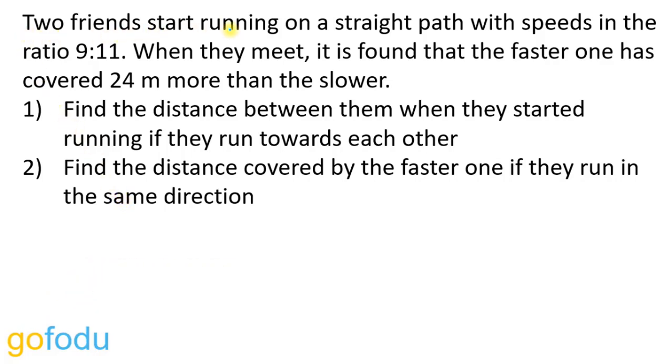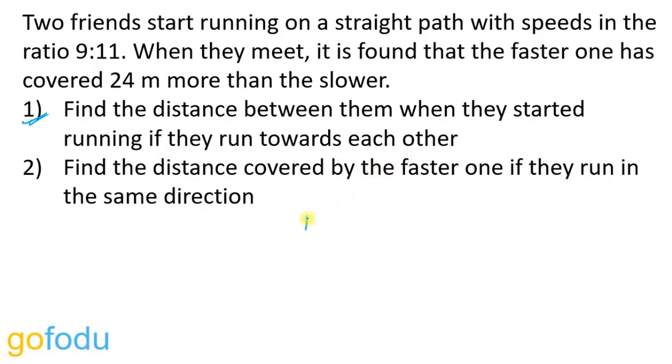So two friends start running on a straight path with speeds in the ratio 9:11. When they meet, it is found that the faster one has covered 24 meters more than the slower one. So we'll solve the first part first. Find the distance between them when they started running if they run towards each other.